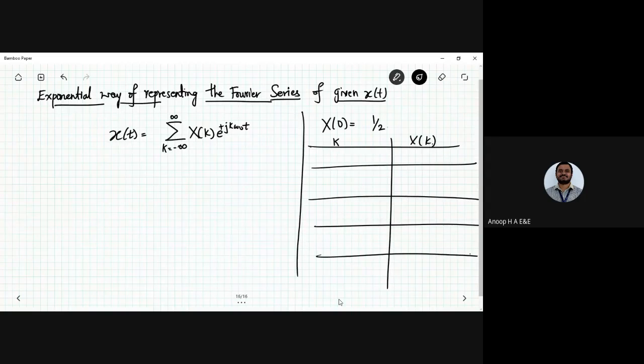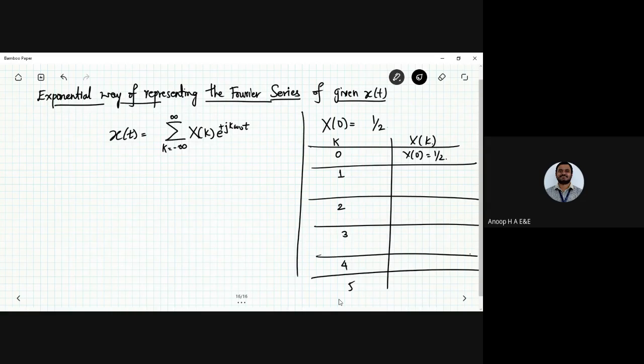Okay, so that is what you are going to represent, and see how it has been changing. So we have k equal to 0, x of 0 equal to 1 by 2. Now what I'm going to do here is give it for 1, 2, 3, 4. I'll be giving 5 such values like this. Along with 0, which is taken as the DC value.